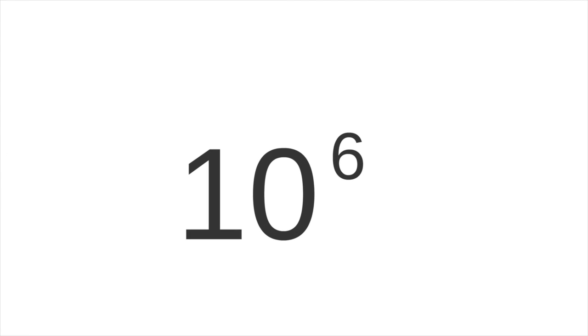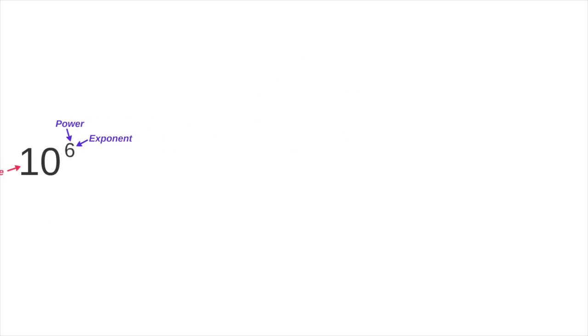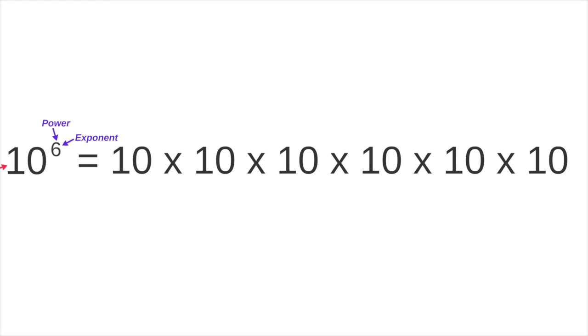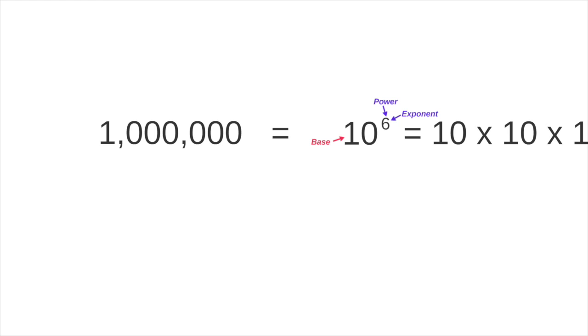In the number 10 to the 6th, the 10 is called a base, and the 6 is called the power, or exponent. We say that 10 is raised to the power of 6, or to the 6th power, which means that you multiply the base times itself over and over and over, however many times the exponent says. So 10 to the 6th equals 10 times 10 times 10 times 10 times 10 times 10, which equals 1 million. 10 to the 2nd, or 10 squared, equals 10 times 10, that's 100.